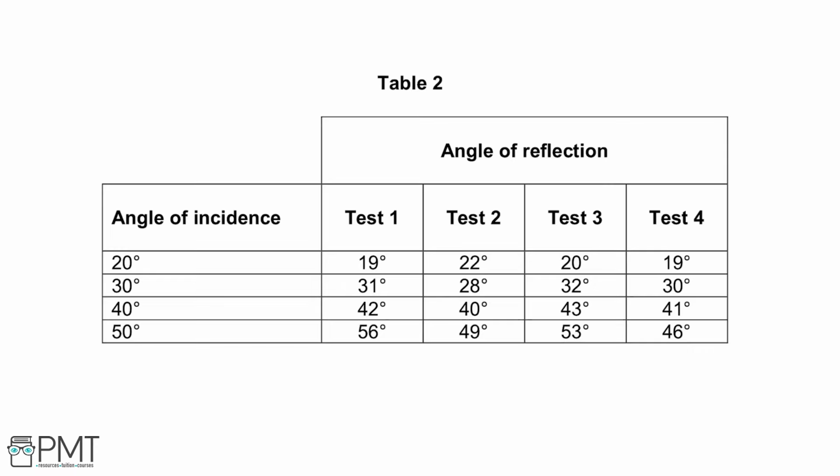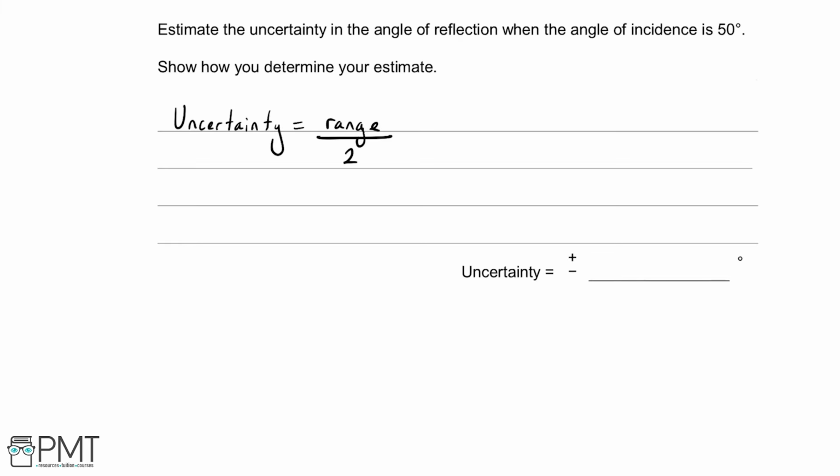Looking back at the table, we want the uncertainty in the angle of reflection for an angle of incidence of 50 degrees. So we need the highest and the lowest from that row. The largest value is 56 degrees, and the smallest is 46 degrees. Knowing that the range is the largest value minus the smallest value, 56 minus 46 is 10 degrees.